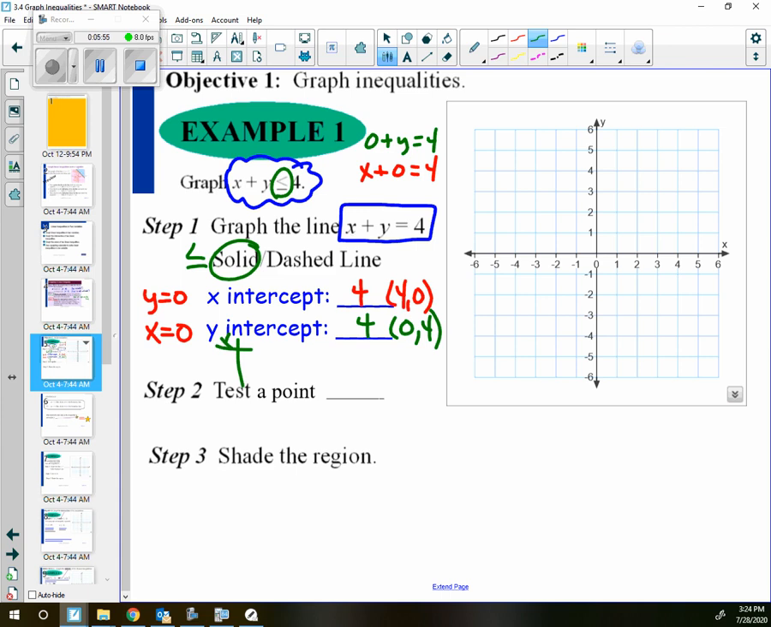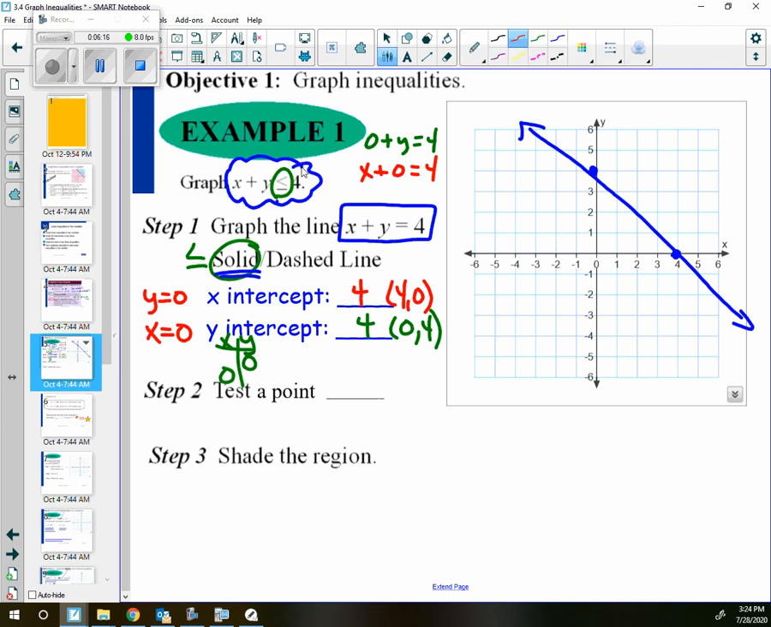Some people do that. Remember our little table here, put in a 0 for y, put in a 0 for x. Works great. So we have those locations. So I have the point (4, 0), and I have the point (0, 4), and I know that this is a solid line because it was equal to. That means all of the points on the line are included as part of your answer. So that would be one way to graph it.